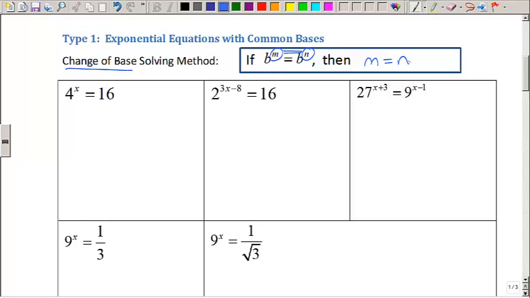So let's take a look at our first example. 4 to the x equals 16. I can rewrite 16 as a different base, with the common base over here being 4. Normally we'd like to take the larger one and make it smaller. It's very difficult to try to take a smaller base and make it larger. It just becomes a little cumbersome. So 16 can be rewritten as 4 squared. Are my two bases the same? Yes, they are. So I'm going to take my exponents and set them equal to each other. My answer is x equals 2.